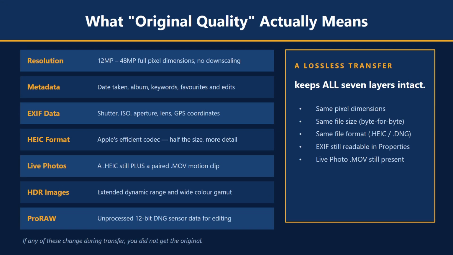Most quality loss happens because of the transfer method. The four biggest causes are compression, social media uploads, messaging apps, and incorrect export settings. When an app recompresses your photo, it permanently removes information. Those missing details can't be restored later. That's why someone can take an incredible 48-megapixel photo and end up with a blurry, compressed copy on their PC. The transfer method matters more than most people realize.